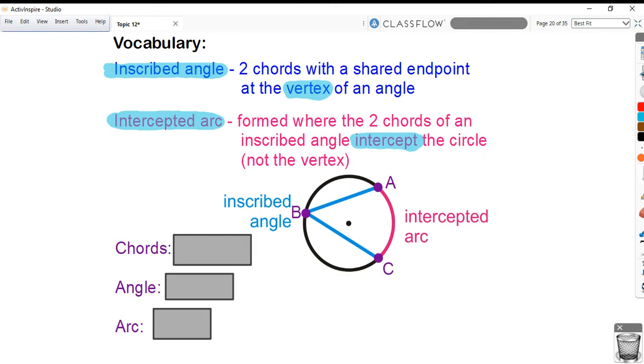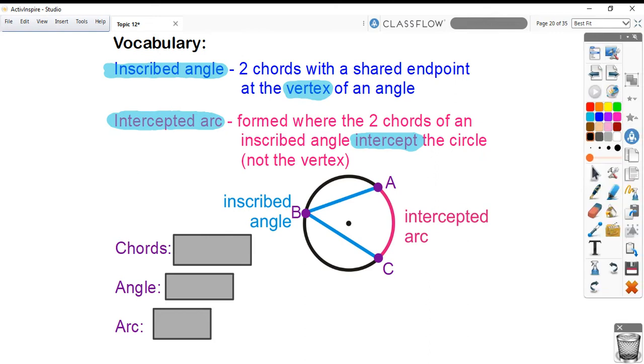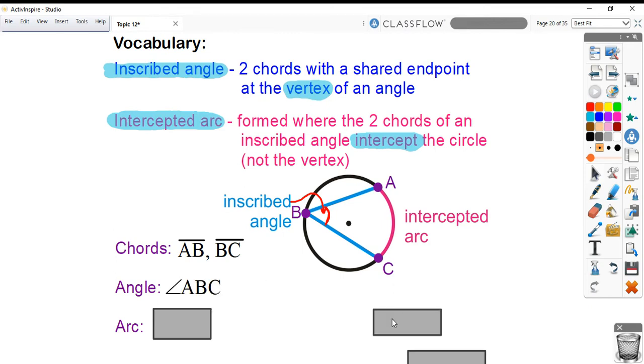The first one is the word inscribed angle, and that is what happens when you have two chords that have one endpoint in common and they form an angle on the inside of your circle. As you look at the picture printed on your page, the inscribed angle is what is formed right here. Okay, this angle right here is the inscribed angle. In this situation, the chords that make it up are AB and BC, and it creates the angle ABC. Okay, so that's what we've got there.